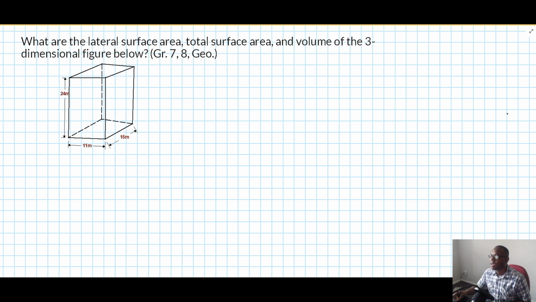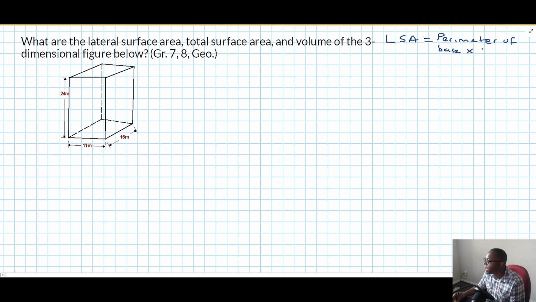The next question: what are the lateral surface area, total surface area, and volume of the three-dimensional figure below? So let's do some work here. What is the lateral surface area? It's actually going to give you the perimeter of the base multiplied by the height. Most of the textbooks will say Ph. So that's what it actually means.